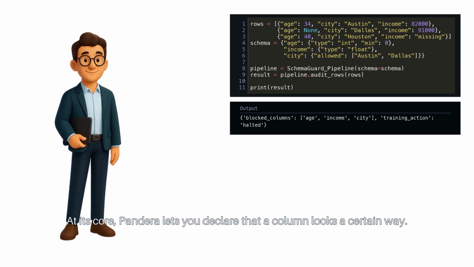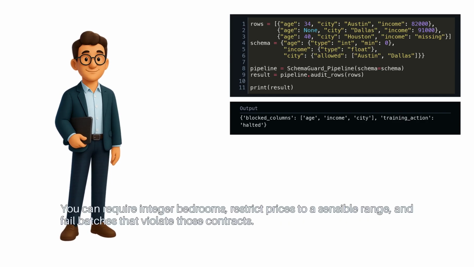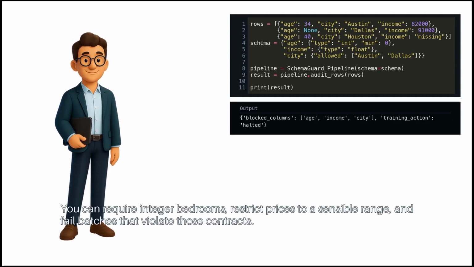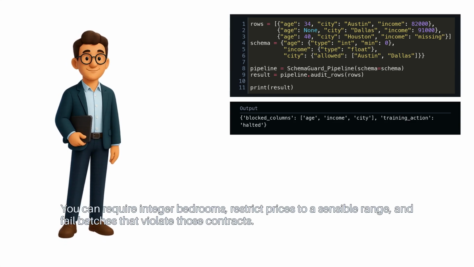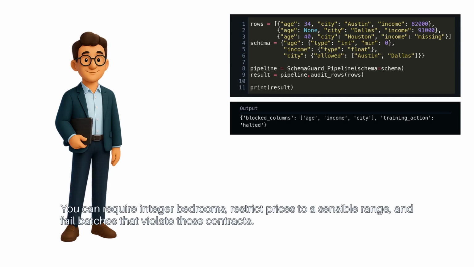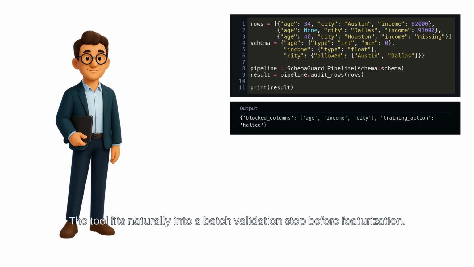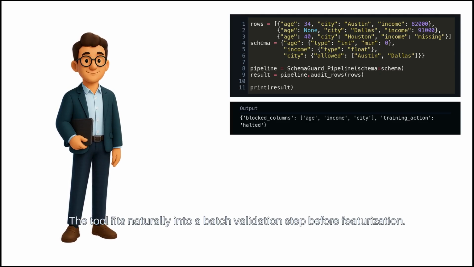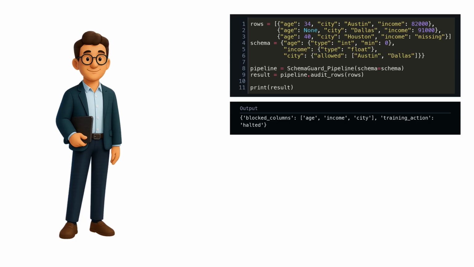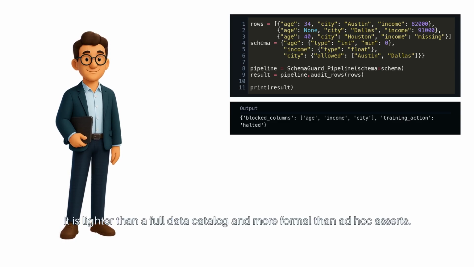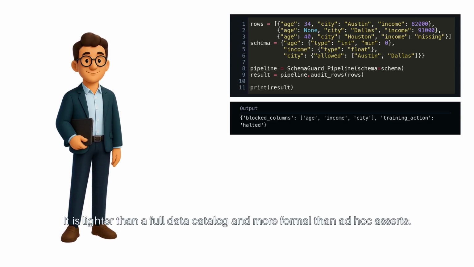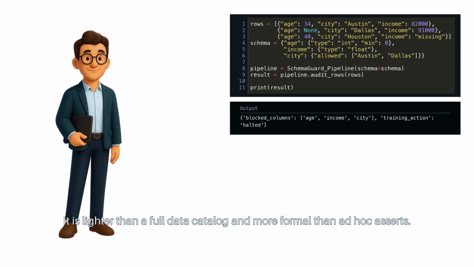At its core, Pandera lets you declare that a column looks a certain way. You can require integer bedrooms, restrict prices to a sensible range, and fail batches that violate those contracts. The tool fits naturally into a batch validation step before featurization. It is lighter than a full data catalog and more formal than ad hoc asserts.